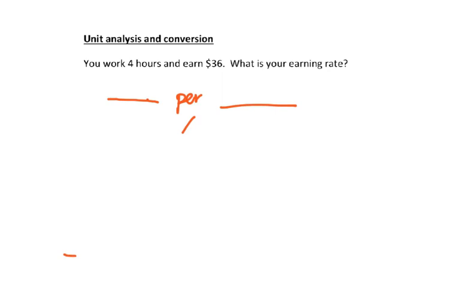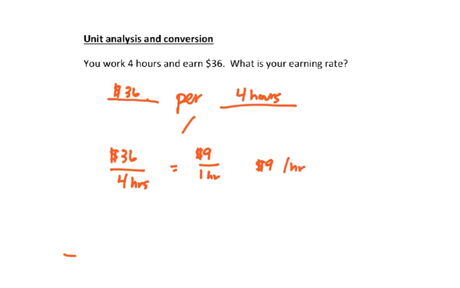In this case, we know we're making $36 per 4 hours. And the best way for a rate to make any sense to us is if we can reduce that rate into something with a denominator of 1. And fortunately, we know that 36 is divisible by 4. We get 9, and that would mean we have $9 per 1 hour, which we would say $9 per hour.